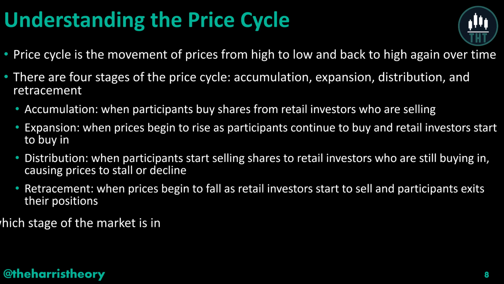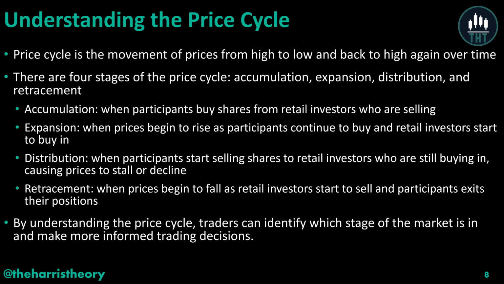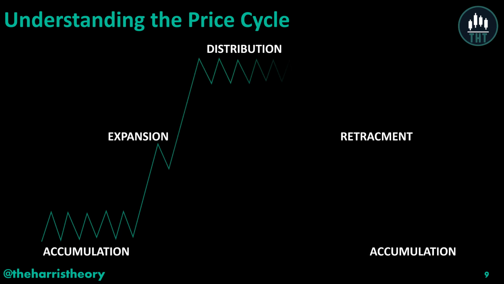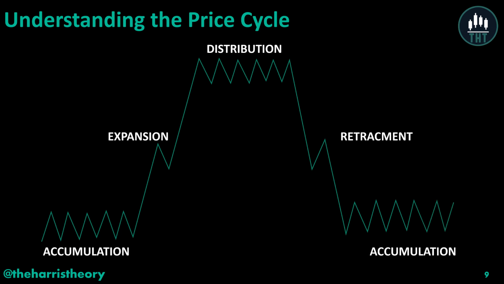By understanding the price cycle, traders can identify which stage the market is in and make a more informed trading decision. Remember, it's about having an edge. So here we can see price is going through an accumulation phase, where from the accumulation it'll start to expand, so we hit the expansion phase. Once we have fully expanded, price will start to distribute, so we hit the distribution phase, and from here we enter the retracement phase. And at the end of the retracement phase, we will typically start to accumulate again, and the price cycle happens all over again.